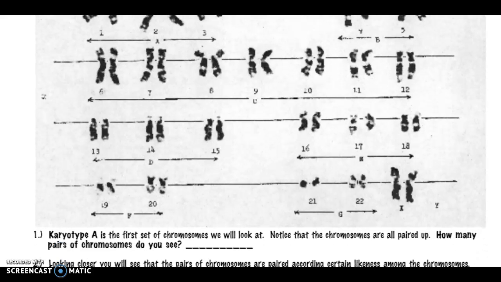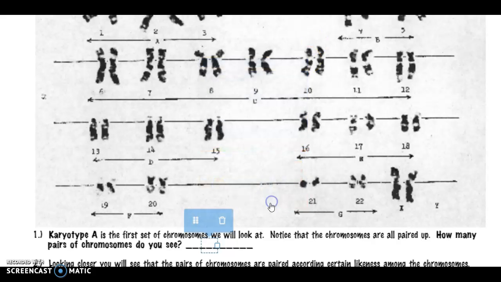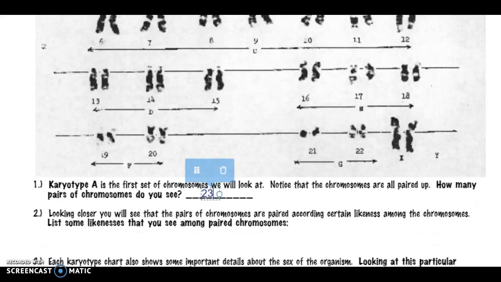So, let's see. It says, karyotype A is the first set of chromosomes that we'll look at. Notice that the chromosomes are all paired up. How many pairs do we have? Well, we have 1 through 22 that's numbered, and then our pair of sex chromosomes down here, so there are 23 pairs, for a total of 46.